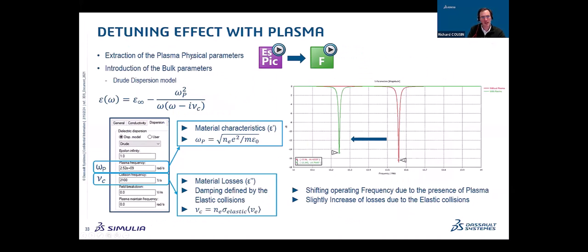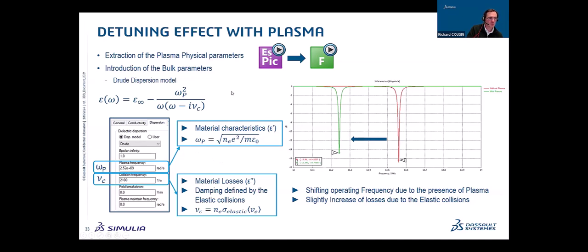And then we can use the results that we have obtained from the electrostatic PIC solver to re-inject the parameters into the frequency domain solvers to analyze the detuning effect in the presence of the plasma. So you see the plasma physical parameters have been extracted from the ESPIC simulation. Typically we are able to compute the plasma frequency, and then we are also able to compute the collision frequency, which acts here as a damping effect. So it introduces more losses into the plasma.